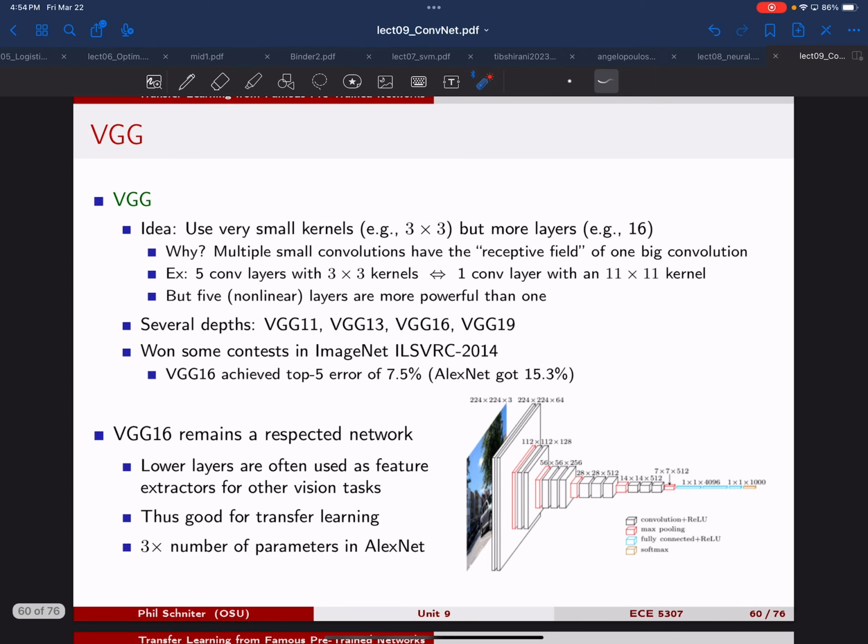VGG won some of the contests in that ILSVRC competition in 2014. Remember that in 2012 is when AlexNet won them. So the question then is, what did they figure out? What did they change to go from AlexNet to VGG? The main thing is that VGG, relative to AlexNet, uses smaller kernels, like 3x3 only, but more layers.